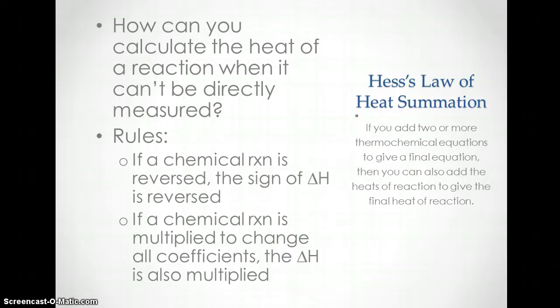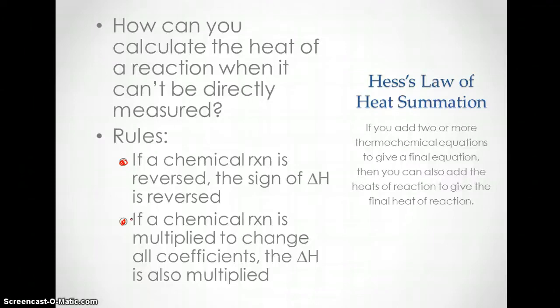Now, when we're doing Hess's law, we do have a couple of rules to follow. One says, if a chemical reaction is reversed, the sign of delta H is reversed, meaning if you have an endothermic reaction, if the reaction was flipped and went backwards, it would now become exothermic. And the second rule says that if a chemical reaction is multiplied to change all coefficients, the delta H is also multiplied. So if we double everything in the reaction, we would have to double the amount of heat supplied or released by that reaction.